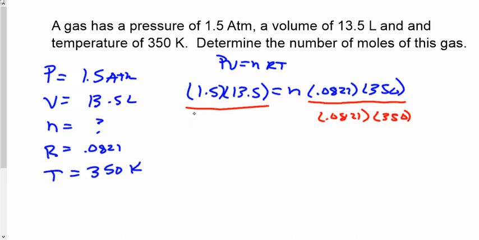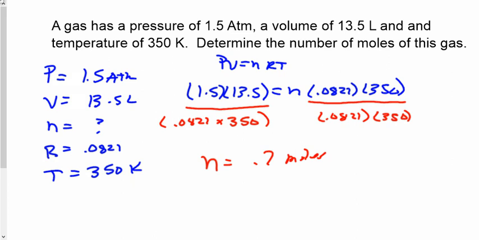And I'm going to write this how you're going to do it in your calculator. So parenthesis 0.0821, I'll hit the times button, and then 350, close the parentheses. So this, of course, crosses off to be 1. And then my n is going to be 1.5 times 13.5 divided by parenthesis 0.0821 times 350, close parenthesis. And my answer comes out to be 0.7 moles. Okay, for this example, you can say n equals if you'd like to. So 0.7 moles, rounded to one decimal place.